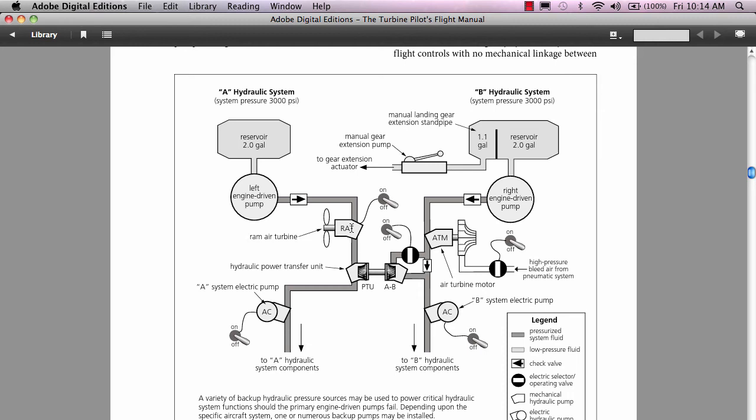Now here's your manual gear extension pump. You would have it up here. Again, you'd have to really pump that hard to get the gear down. I don't think they've got that for a large aircraft. The King Air had it in there, and maybe some of the executive aircraft have got them, but in a large transport category aircraft, you just wouldn't have a hand pump in there to get the gear down, I'm sure. Okay.